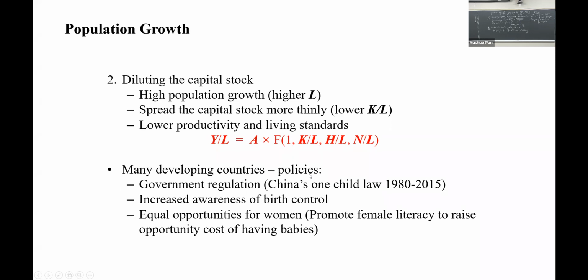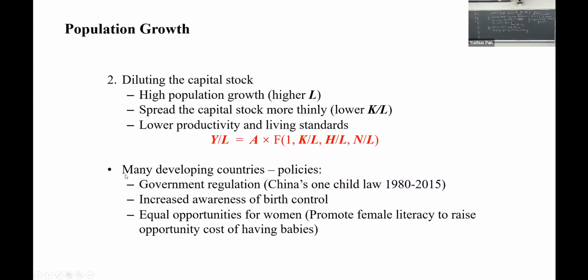The second disadvantage is diluting the capital stock. A high population growth means a higher L, right? L is the labor force or the workers. It will spread the capital stock more thinly. If we have a fixed amount of physical capital K and a huge population, the physical capital per worker will decrease, giving a lower K over L. If K over L decreases, remember diminishing returns, that concave curve, then the productivity in that country will decrease. So there is lower productivity and living standard if we have a huge number of people, which dilutes the capital stock and results in lower capital productivity in that country.